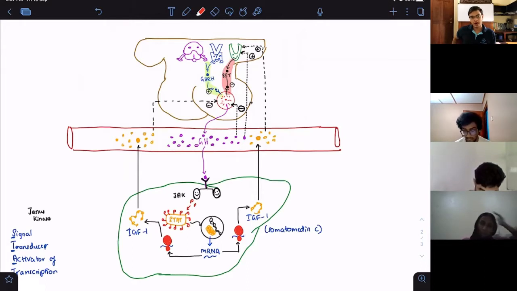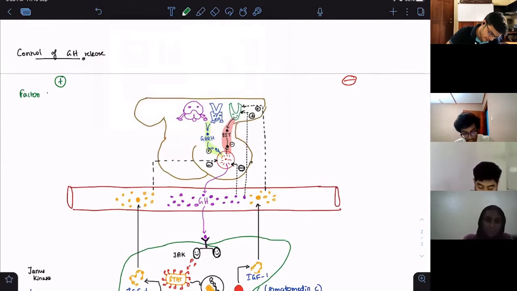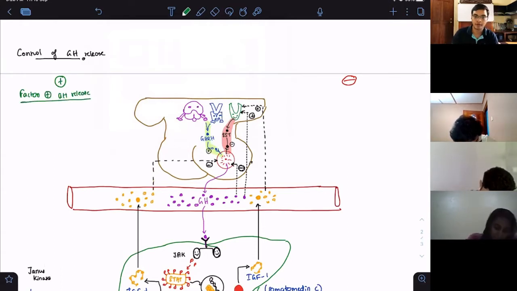Now we have learned how growth hormone was produced and released, and once it comes to the blood, how it is controlled by negative feedback. But what caused these nuclei in the first place to produce the growth hormone? That's what we are looking at now. What stimuli came here? On this side we'll look at the stimulatory factors, and on this side the inhibitory factors. Here, put the topic: factors stimulating growth hormone release.